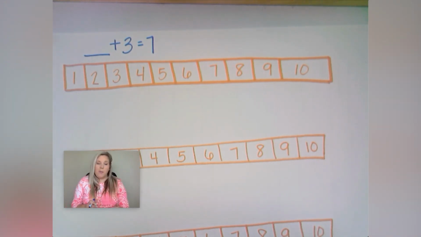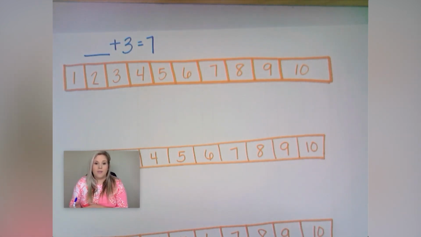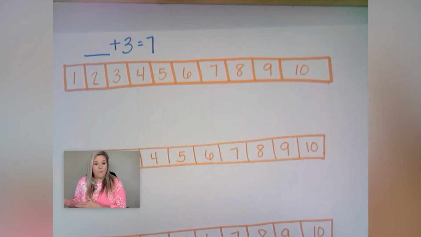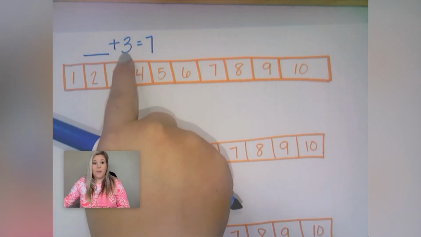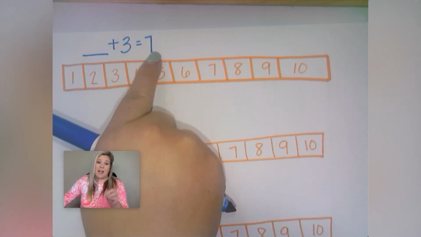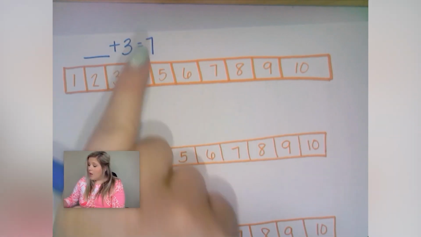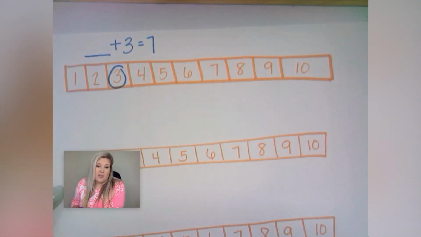Right, just like before, we can use our number path to help us find the missing number by counting on or counting back. To count on, let's start at the number 3, because we know that number, and show the hops until we get to 7, because that is our sum. That's our total. I want you to circle the number 3. That is where we are going to start. We're going to draw hops on our number path until we get to 7, like this.